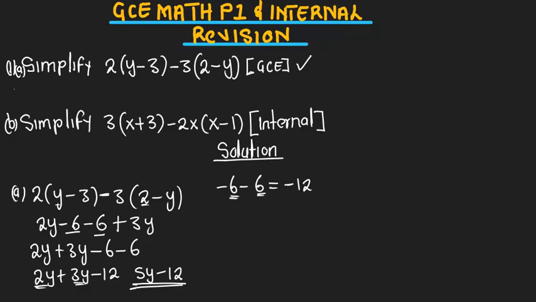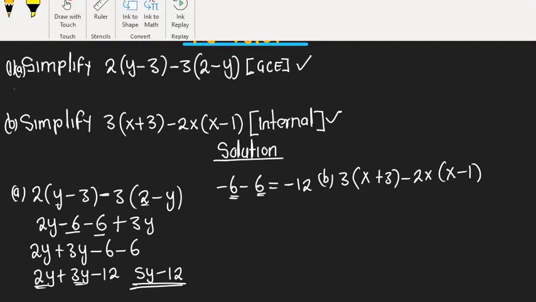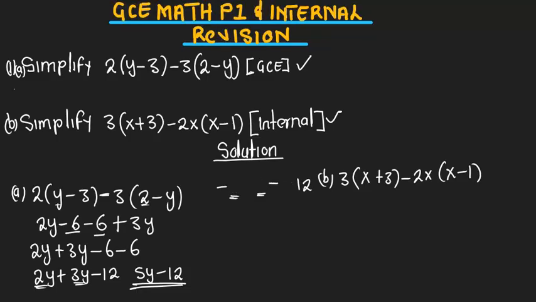Now, look at it from the internal side. It actually came the same. It will actually even come just the same way. So you just have to know the concept. They gave you 3, open bracket, x plus 3, minus 2x, open bracket, x minus 1. I want you to see how beautiful and interesting this particular question is.